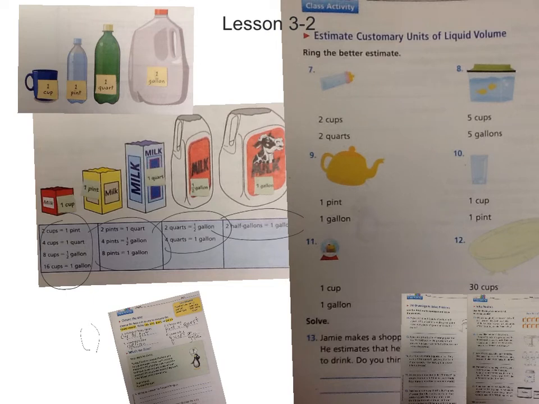Okay, hopefully you know, I know myself over the last few years that it's definitely cups. Quarts would be way too much milk. Number 8, 5 cups or 5 gallons would go in a little fish tank. Let's say that's a big fish tank. You definitely would use 5 gallons in a big fish tank.